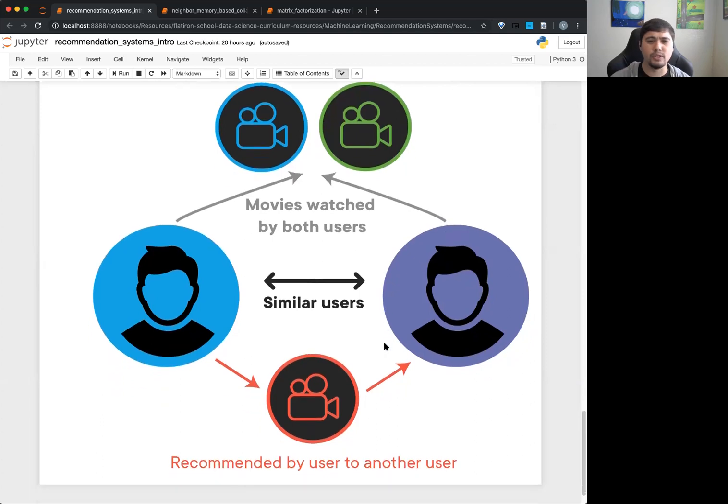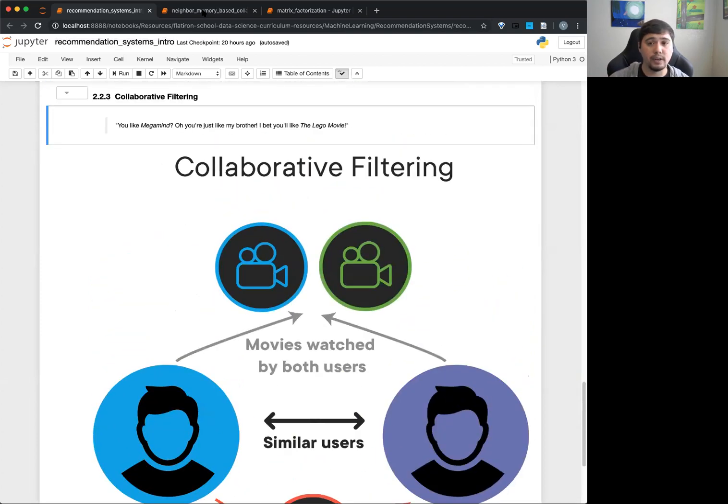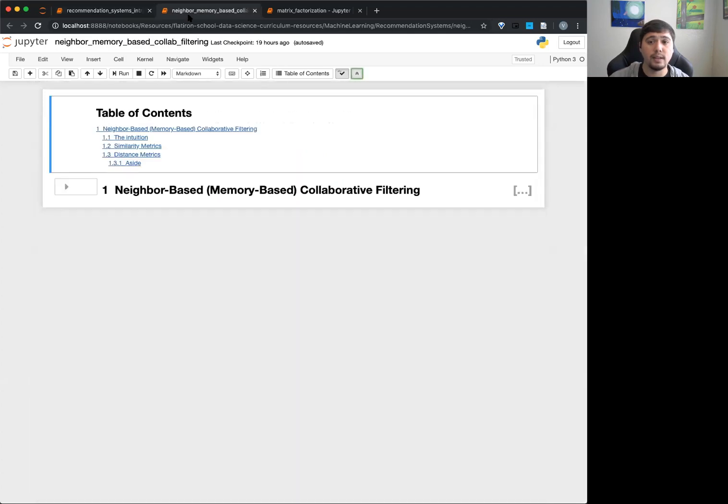Okay. I think we intuitively understand this. It's like, okay, cool. How do we put this into terms that we can actually use? So we'll mostly focus on collaborative filtering. So let's go into neighbor-based collaborative filtering. So also called memory-based collaborative filtering.